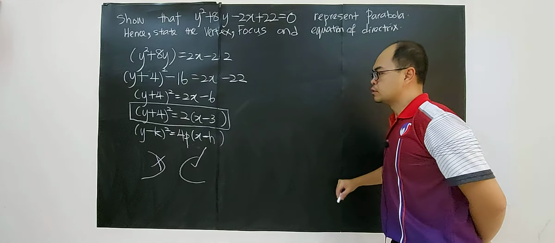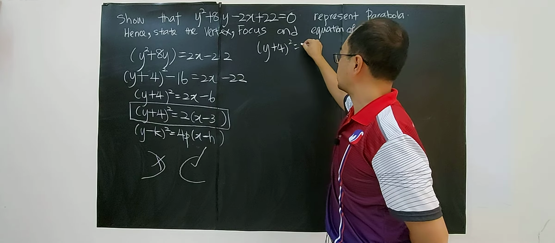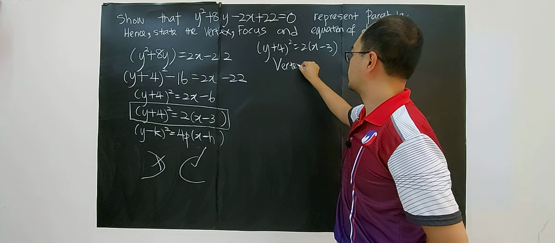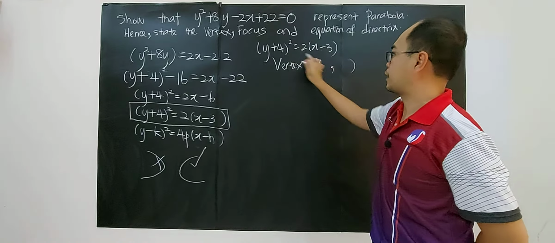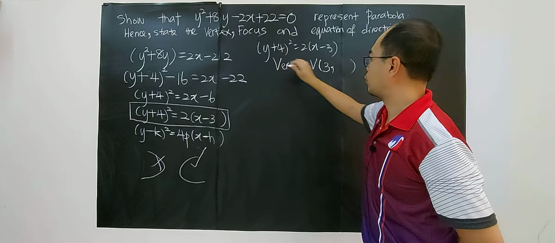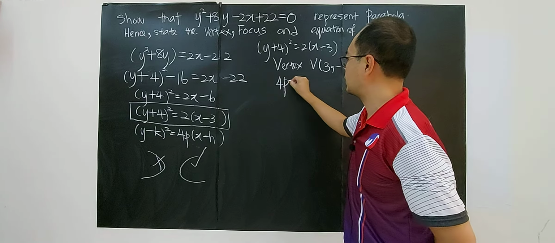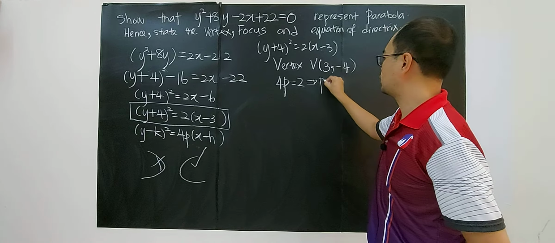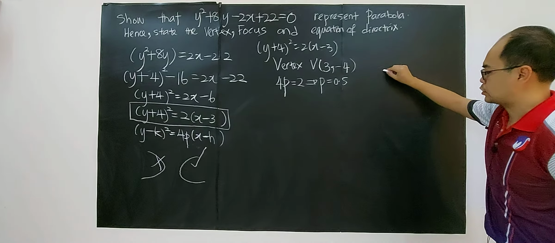Okay, very simple. We can also read the vertex from the equation. Be careful, don't take negative 3. Because this is x minus 3, the x value here is 3. For y, it will be negative 4, and this will be your vertex. Secondly, we identify the value of p by comparing 4p with 2, which gives us p to be 0.5, or 1/2. And now we can start sketching the graph.